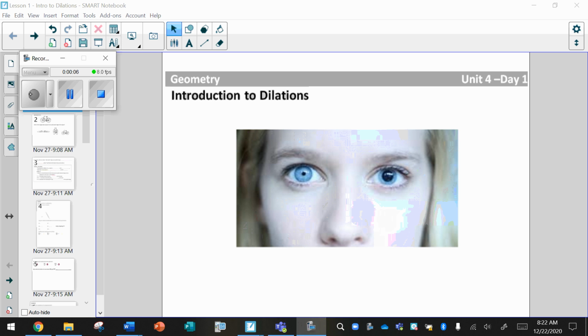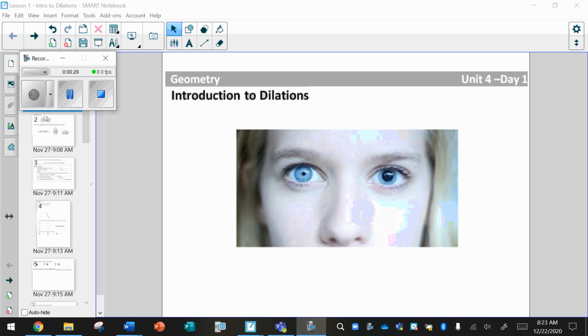Mr. Stewart here, ready to start Unit 4. Unit 4, dealing with dilations. Just like the diagram, dilation is when you go to the eye doctor and they dilate your pupils, which means they make them bigger so they can see into your eyes better. But dilation doesn't always have to make things bigger. It could make things bigger or smaller.